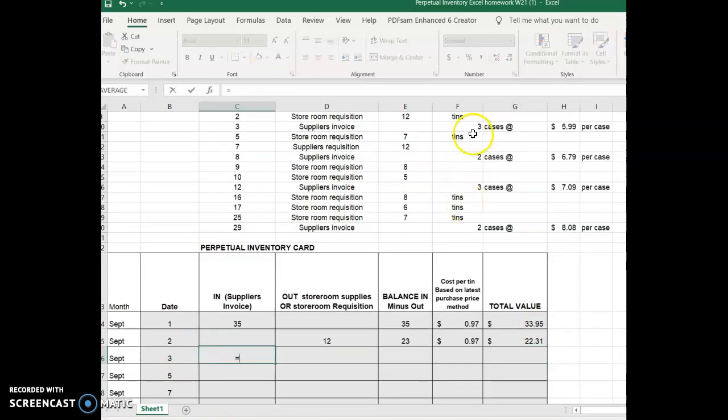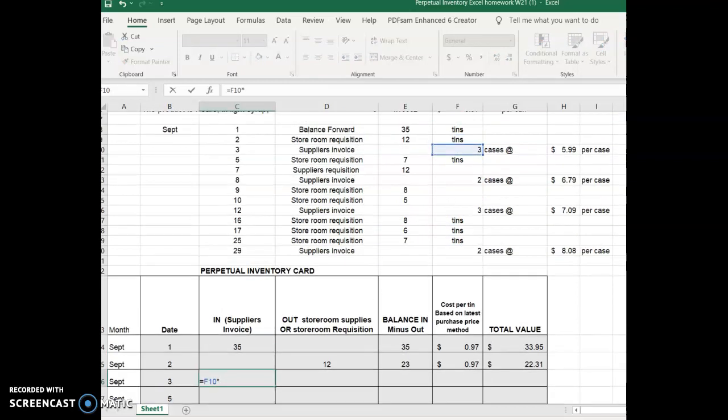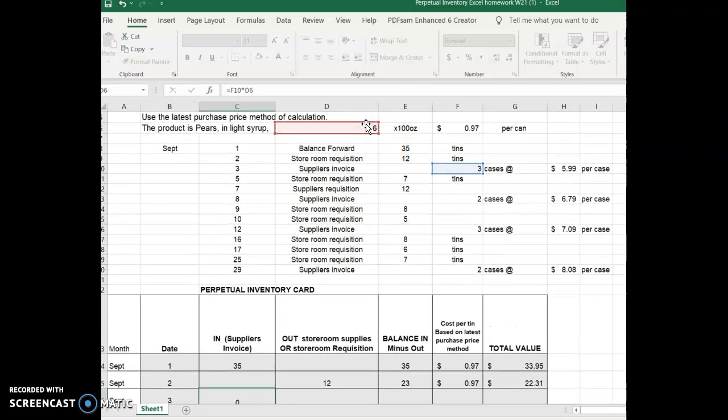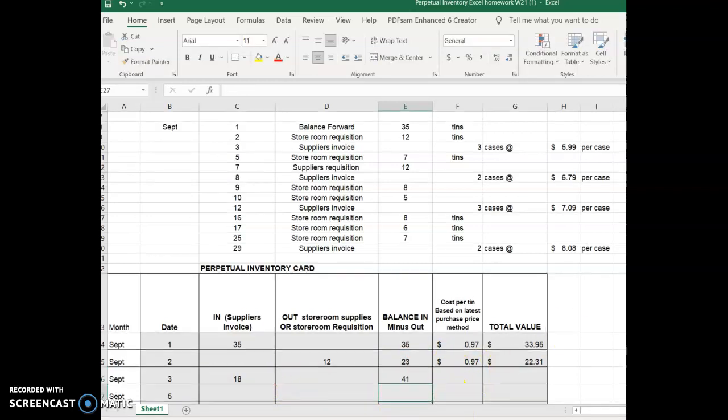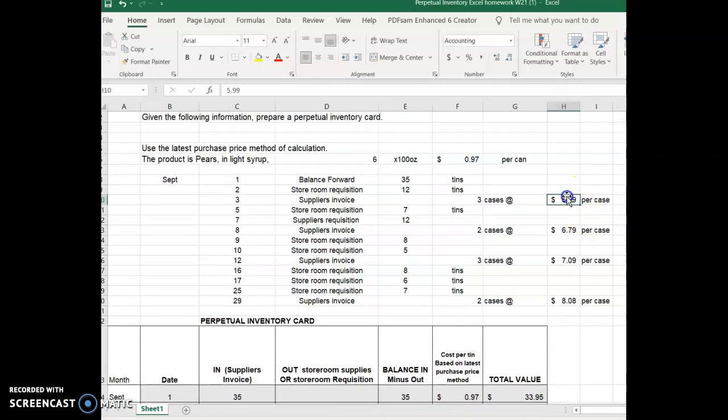So 3 multiplied by 6 equals 18 tins in total. That means we have a new balance of 18 tins coming in. So you want to add 23 plus 18, which gives us 41. Now we need a new cost per tin, because it's stated up here we have a new price of $5.99 per case. Since we want it per tin, we have to divide it by 6.